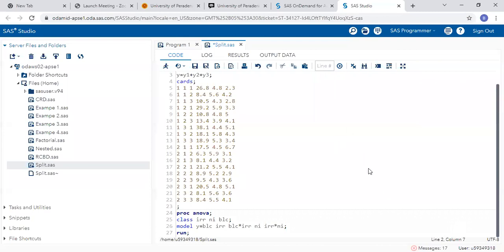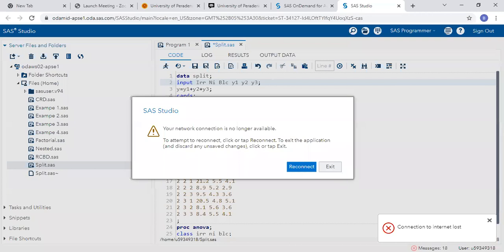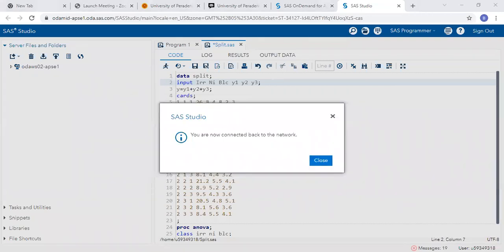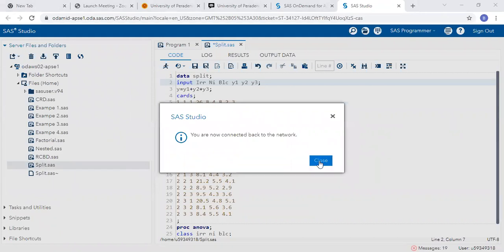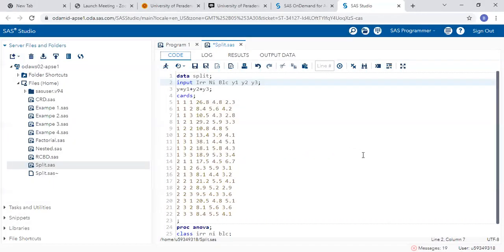So again, problem with the connection. Sir, yeah, some connection problem. Yes. I can hear. Sir, I could not hear. Sir, is it audible? Yeah. I can hear you.